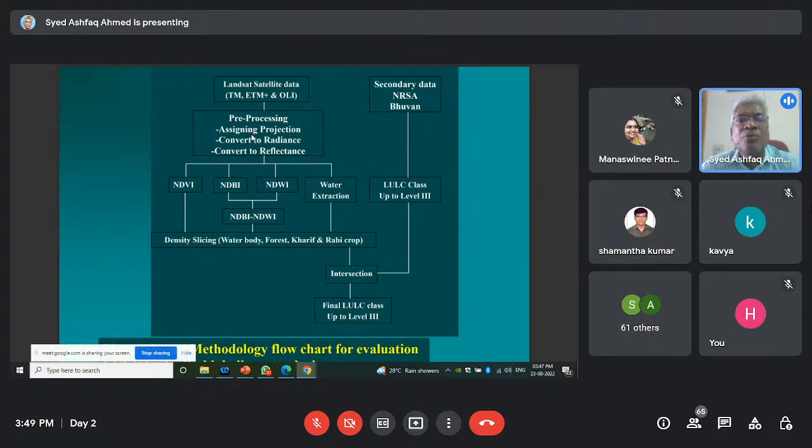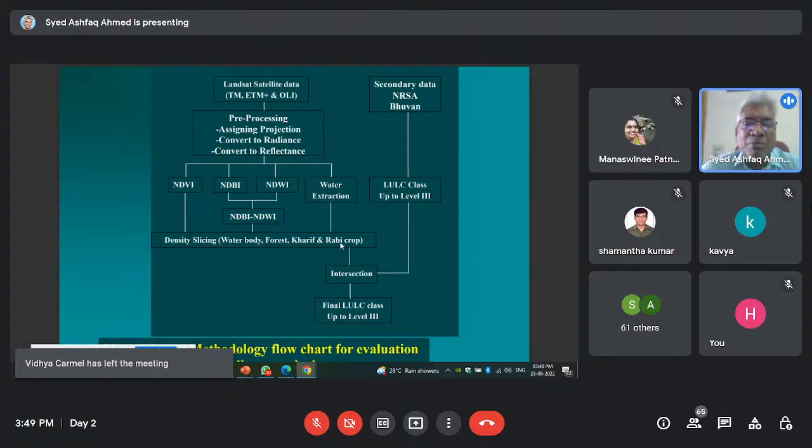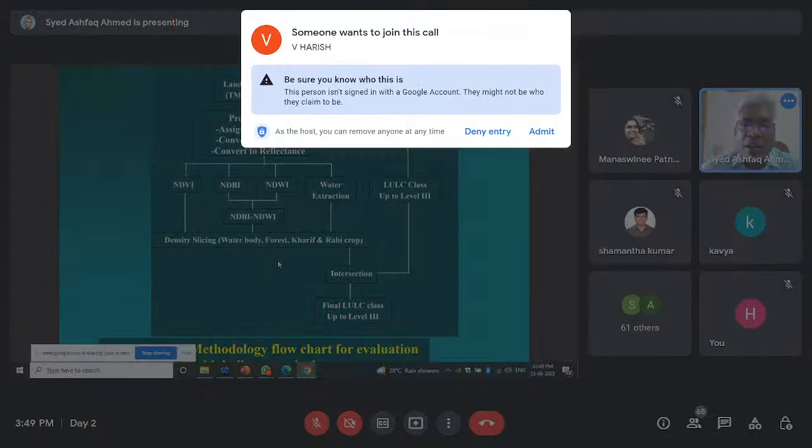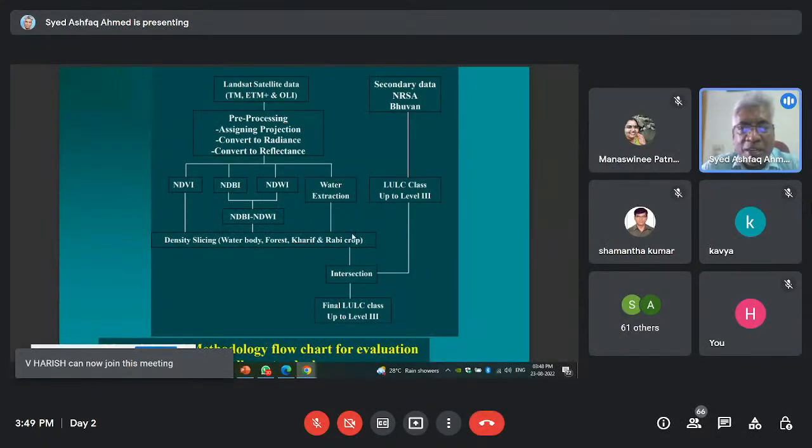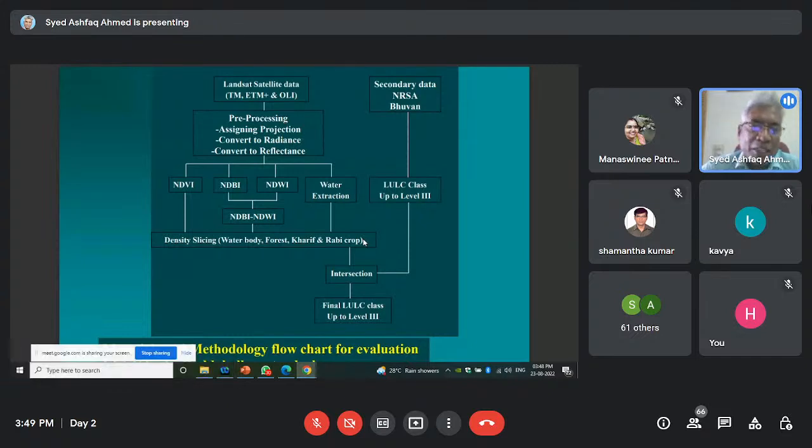So these are the pre-processing techniques we have used, and this is a flow chart you can see. NDVI, NDBI, normalized differential built-up index. This is the normalized differential vegetation index. This is the water index. Then we are extracting water bodies from this land use land cover pattern, which is already extracted. We use it as a reference to find out whether the analysis we have done is accurate or not. And from this, we are going to map different land use patterns like water bodies, forest area, then Kharif and Rabi crops. These are the broad classifications we are doing. And once we classify this Rabi and Kharif crop, we can individually map the respective crops. What are the crops grown in that watershed?